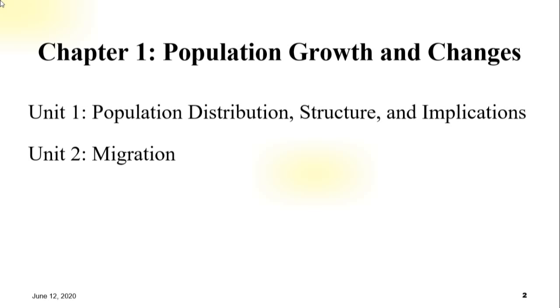In Chapter 1, there are 2 units. Chapter 1 is Population, Growth and Changes. Unit 1, Population Distribution Structure and Implications. Unit 2, Migration. Today, I will teach you about Unit 1, Population Distribution Structure and Implications.